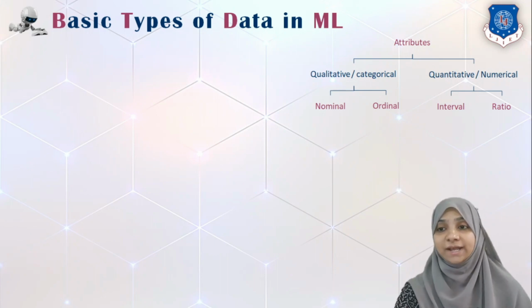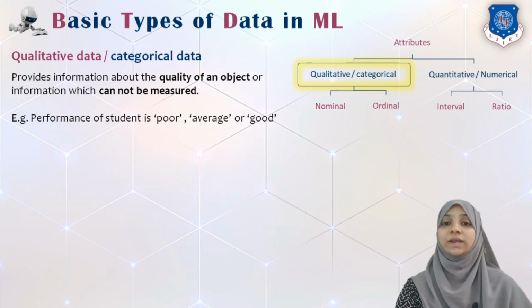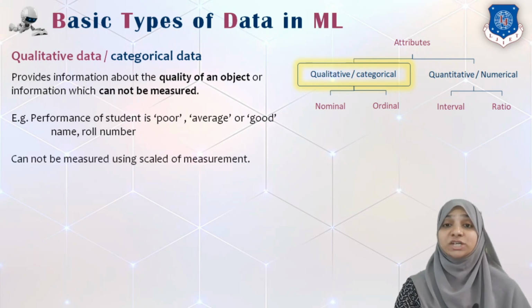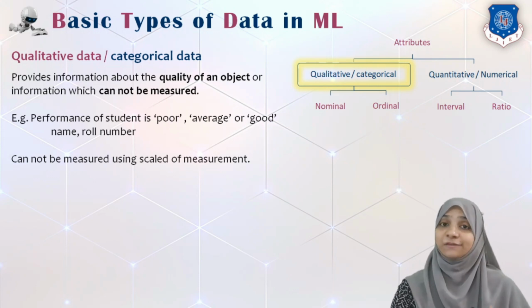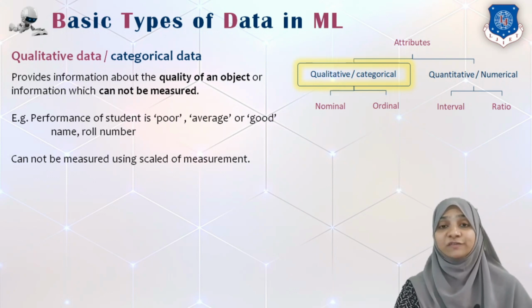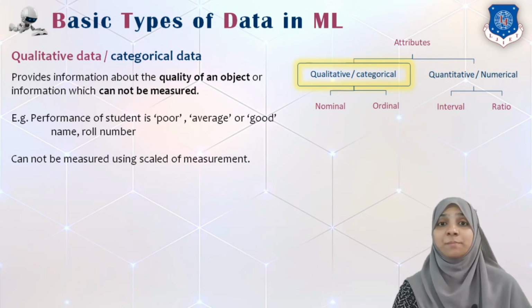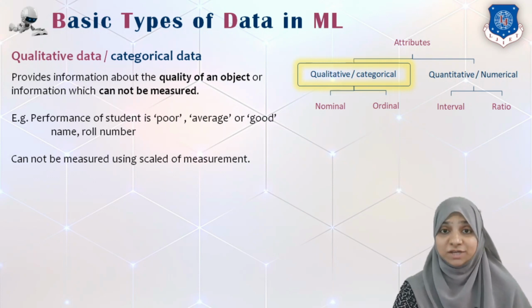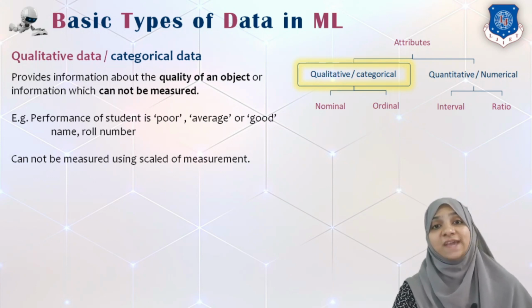Now, let us dig into the detail of these. First, we will look into qualitative data. Qualitative data is also called categorical data. They provide information about the quality of an object or information which cannot be measured. Say for example, the name of a person is categorical information, or the branch of a student is again categorical information. The performance of a kid in an examination, say poor, best, average, all these are called qualitative data. They do not give a quantitative measure, or they do not give us a numerical measure. That's why they are called categorical or qualitative data. They cannot be measured using a scale of measurement.